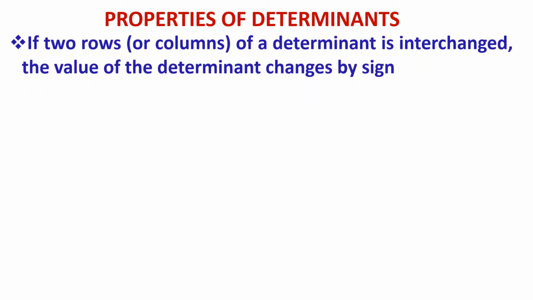For the second property, what we did in the first property, we changed every row and column. You may ask me, sir, what will happen if I want to change only any two rows? Or I will interchange only row 1 and 2, or only column 2 and 3. What will happen? If two rows or columns of a determinant are interchanged, the value of the determinant changes by sign. Very simple. Suppose the original value was 10, when you interchange any two rows or any two columns, it will become minus 10.